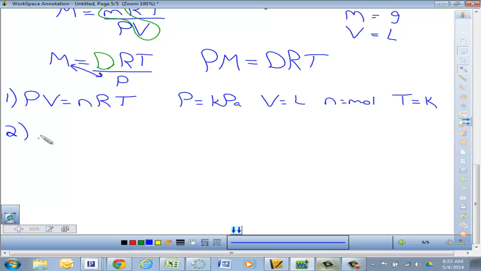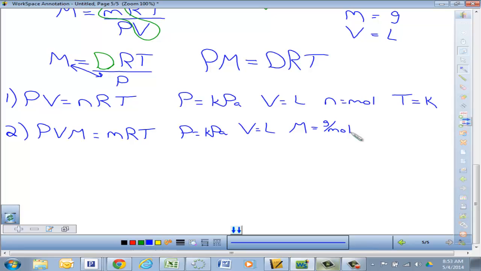Ideal gas equation number 2: PV big M is equal to little m RT. Pressure in kilopascals. Volume in liters. Molar mass is grams per mole. Little m is my sample mass, just straight grams. Temperature in Kelvin.